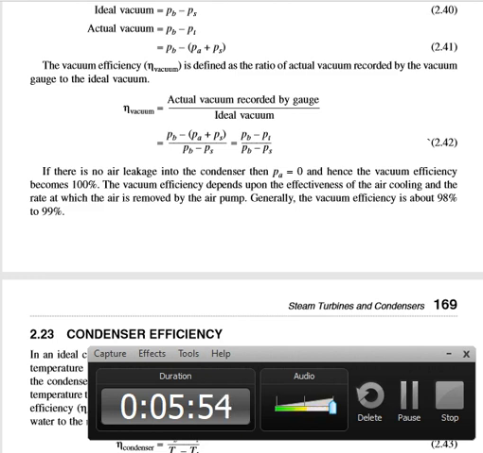Then we discuss that the vacuum efficiency depends upon the effectiveness of air cooling and the rate at which the air is removed by the air pump. That means the vacuum efficiency is closely related to the air parameter, and the vacuum efficiency is generally 98 to 99%.